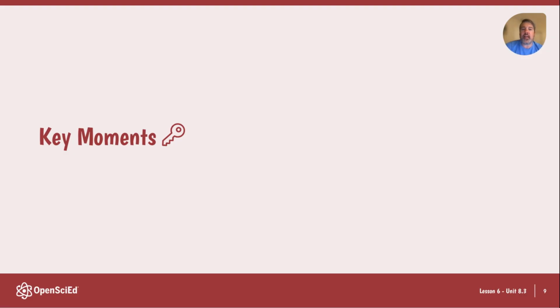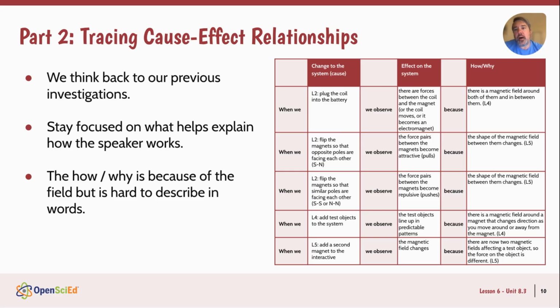So let's take a look at some of the key moments. All right, so in part 2, after we navigate in, we are going to develop a huge list of our cause and effects. So like all the things that we've been thinking about and figuring out from lesson 2, lesson 4, and lesson 5, and we're going to put these all together on a chart. And try to really help students think back to the previous investigations, but stay focused on what's going to help us explain how the speaker works, okay?